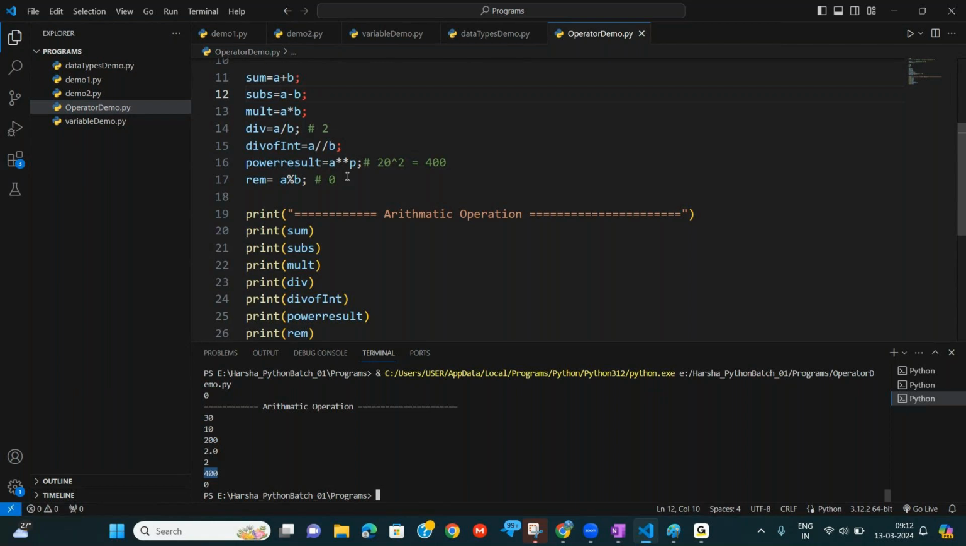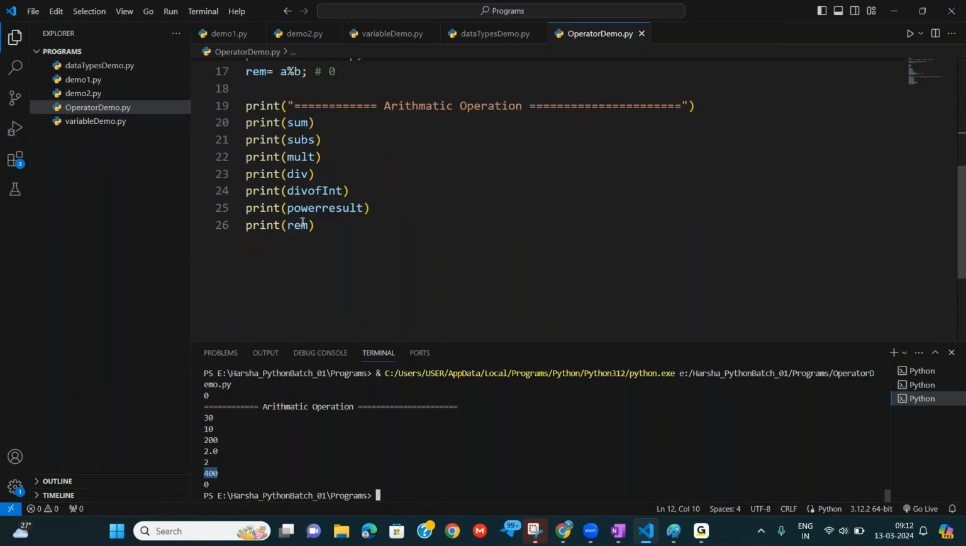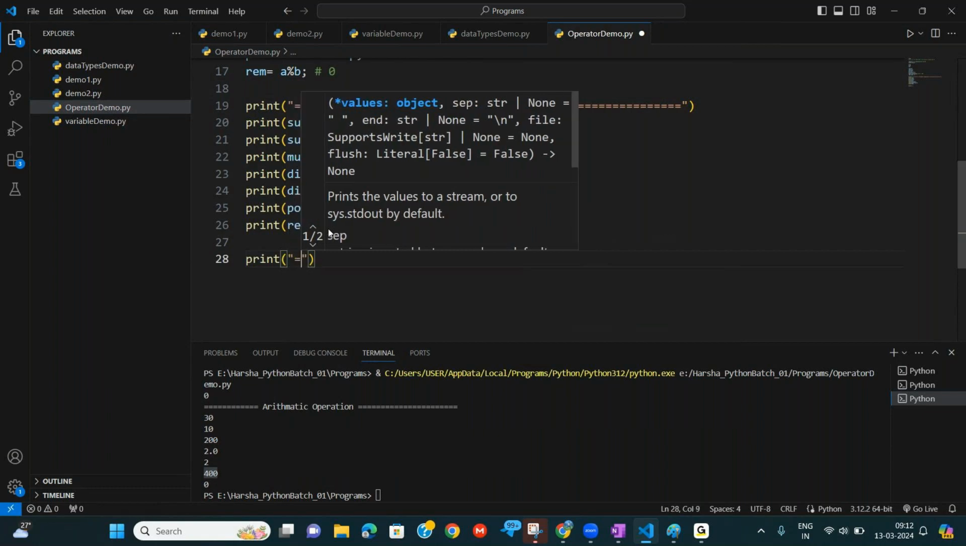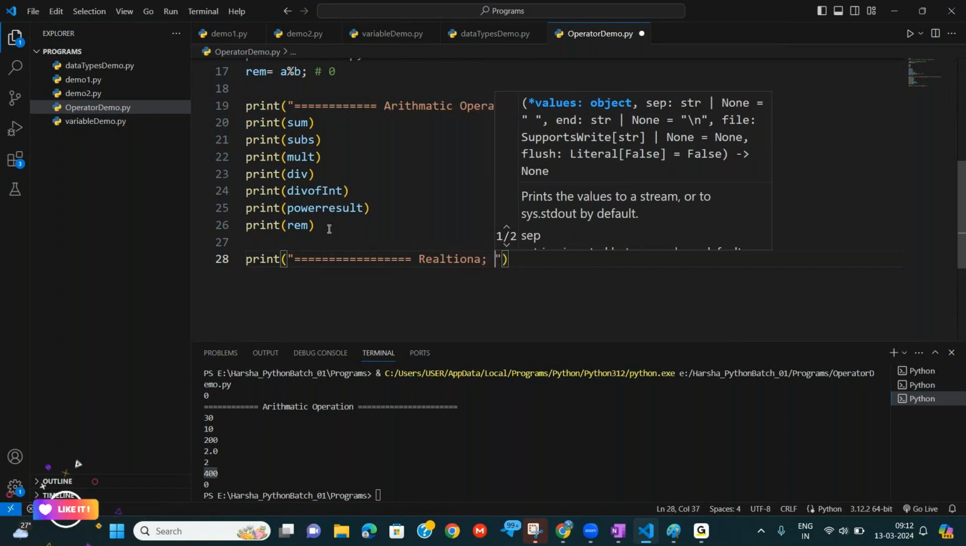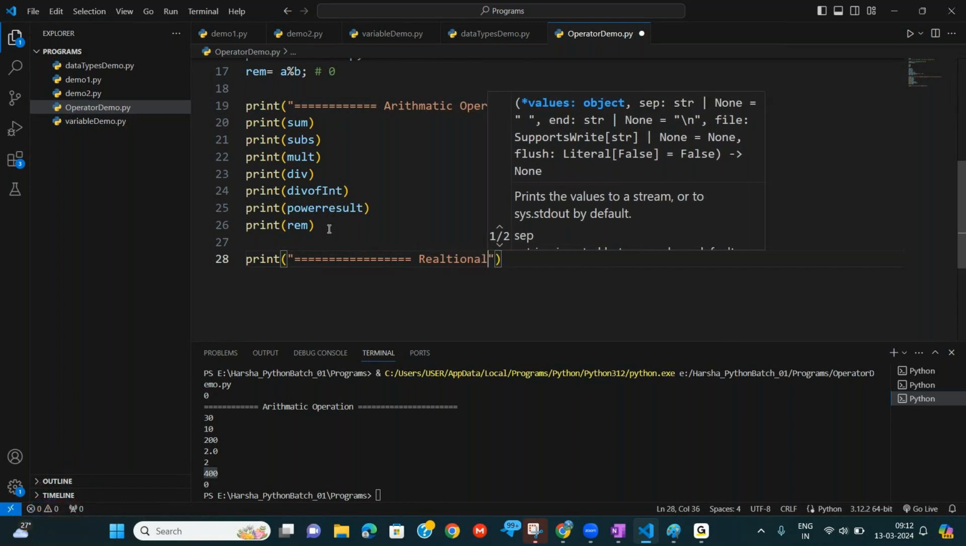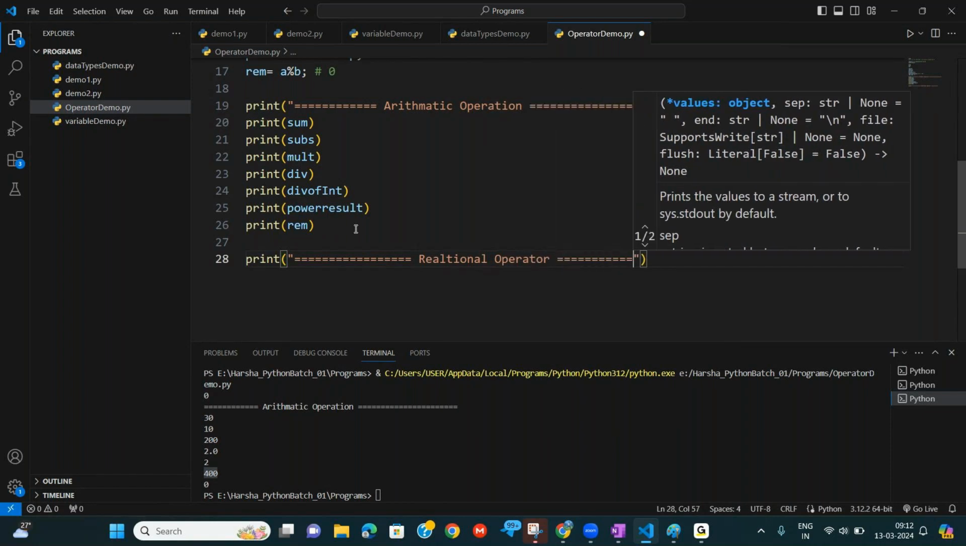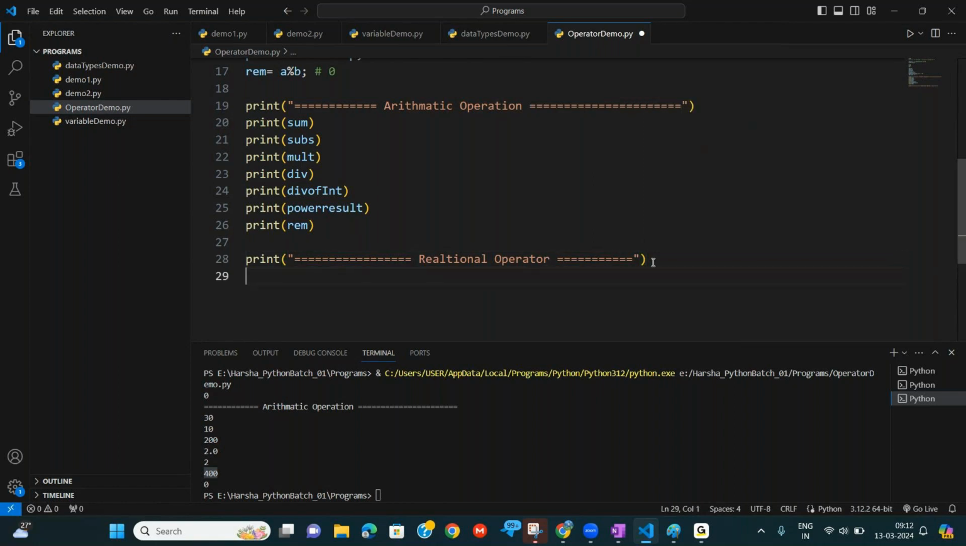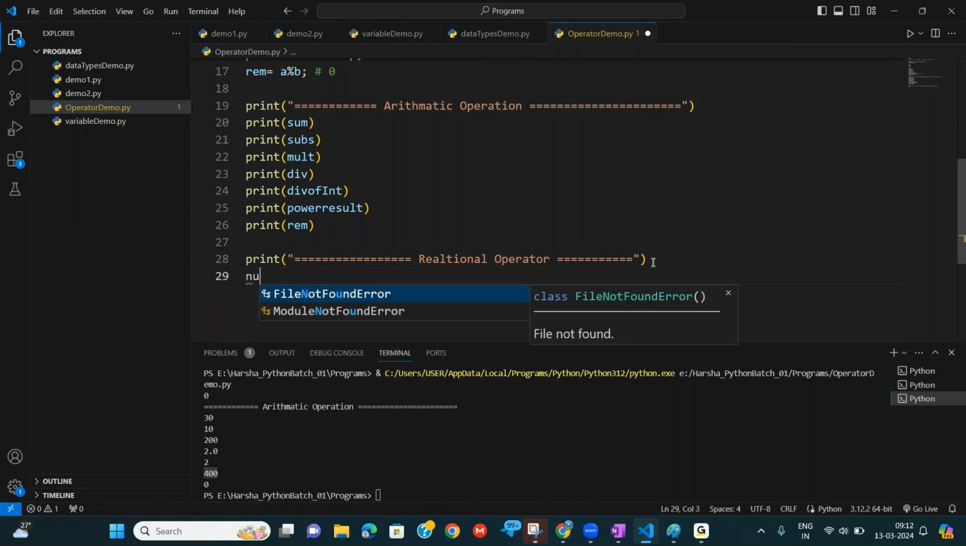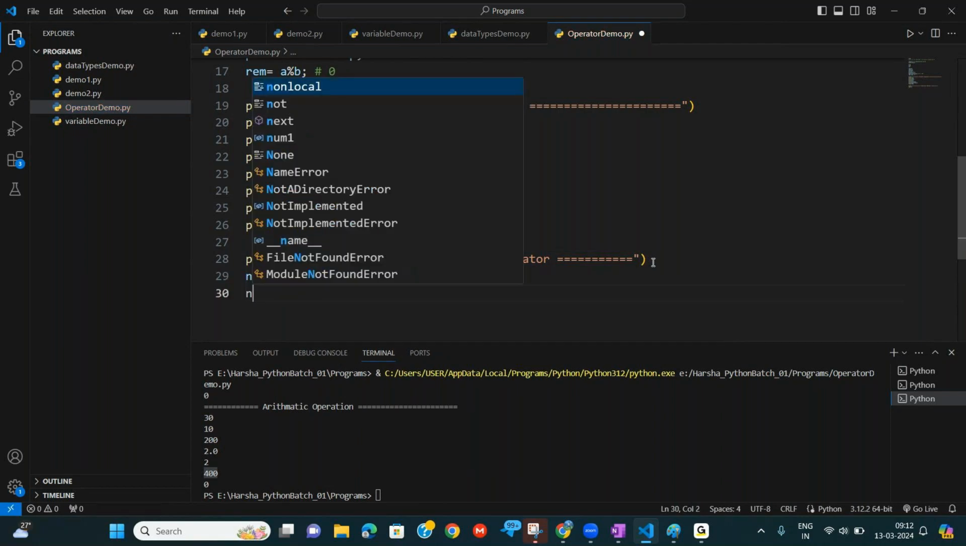Now the relational operators, right? For the relational operators, suppose I have two variables. Let's say number one equal to 13, and number two I'm putting 7.